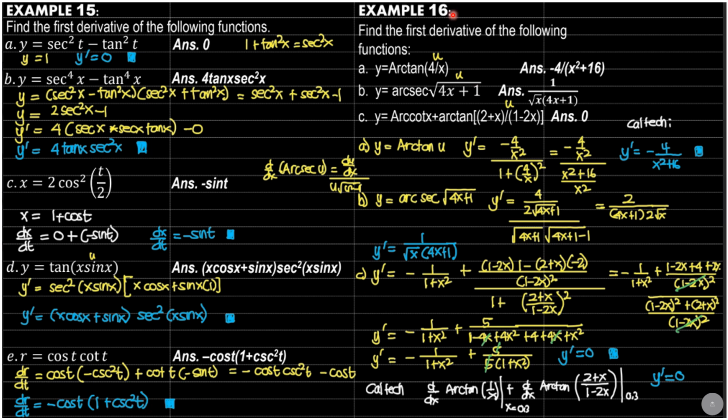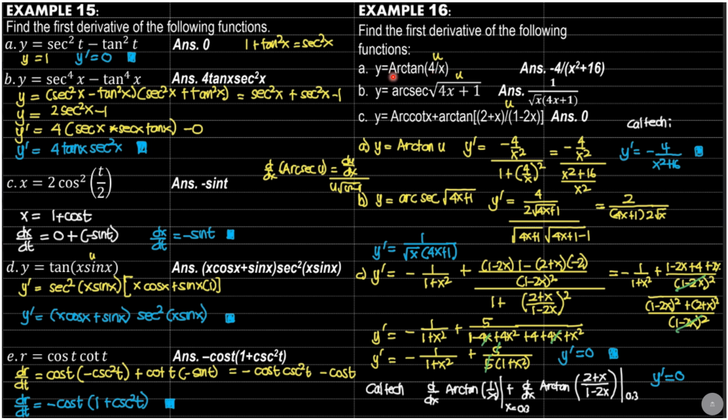16 is the last, I think. Find inverse trigonometric functions. Find the first derivative of the following functions. So again, if you cannot recall, then you can always use your calculator. You just assign values of x. So you can assign 0.3 as long as it will not give us an undefined value, or the calculator can still solve that expression.